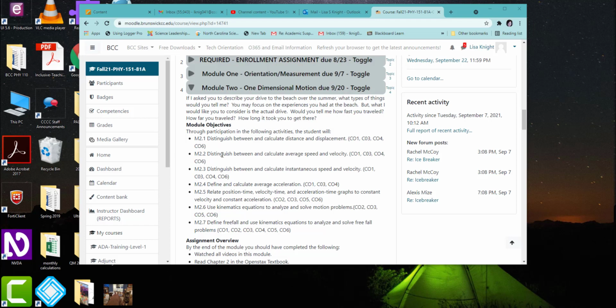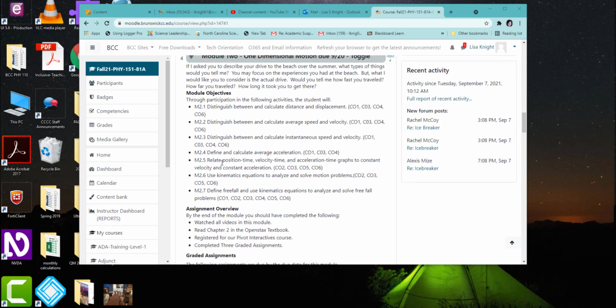The module objectives are listed here, module objectives 1 through 7, and basically you're going to be learning how to calculate distance, displacement, average speed and average velocity, instantaneous speed and instantaneous velocity, and average acceleration. You will also be looking at position-time and velocity-time graphs and using those to describe the motion and calculate those quantities of distance, displacement, speed, velocity, and acceleration.